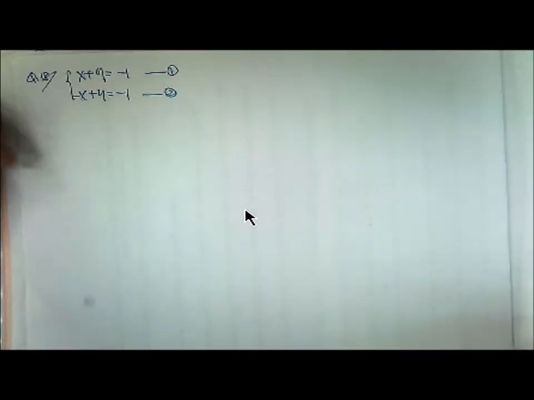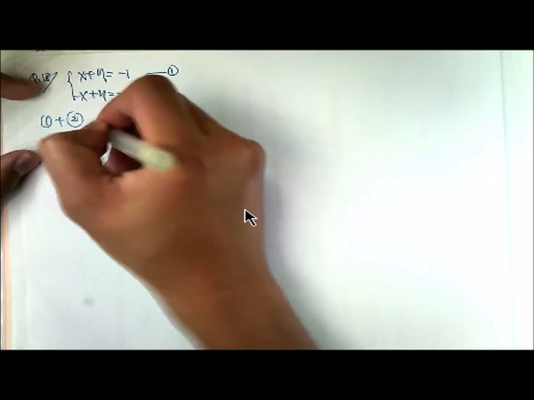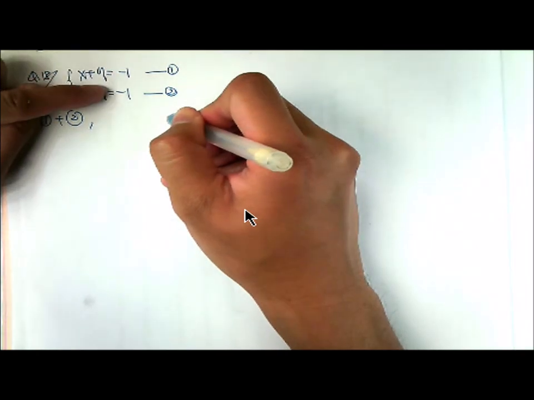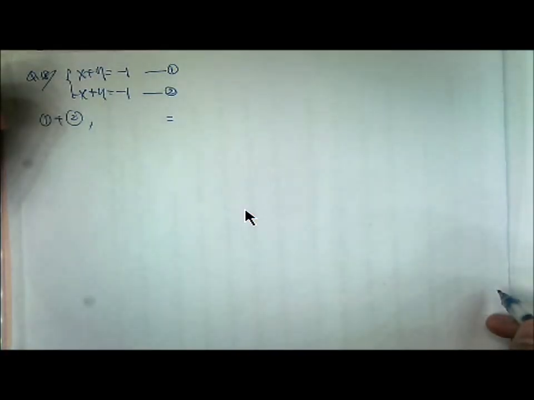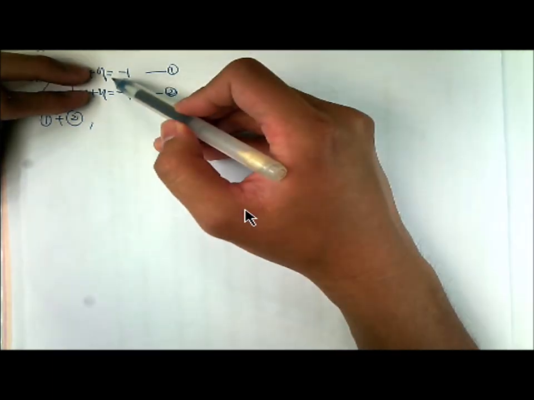So how do you get 0 from these two opposite terms? You do addition, right? But not just x and minus x, because x and minus x are from two equations, so you have to do the equation addition. It is very easy: you do 1 plus 2, and also keep the equal sign. Here x plus minus x will be 0. Then what's the remaining? y plus y.